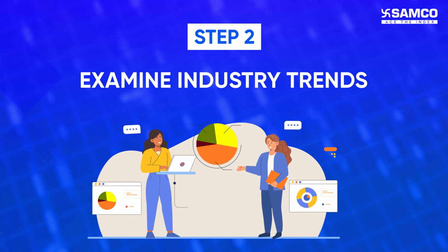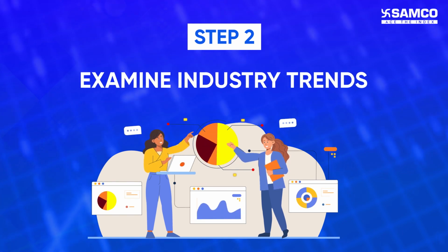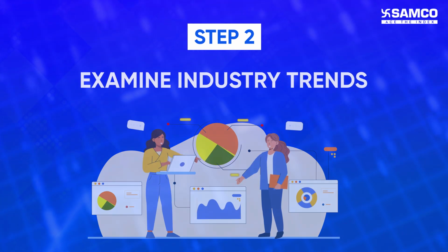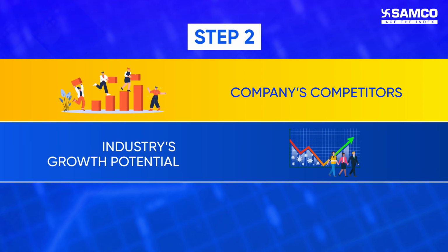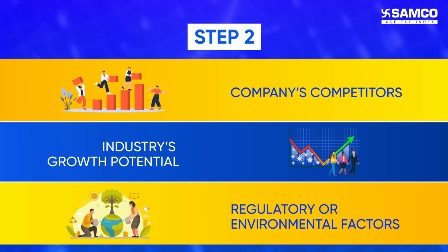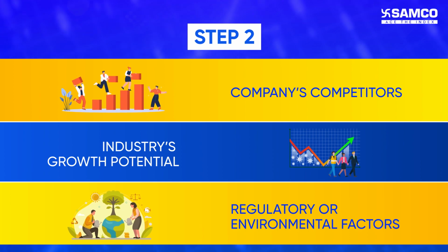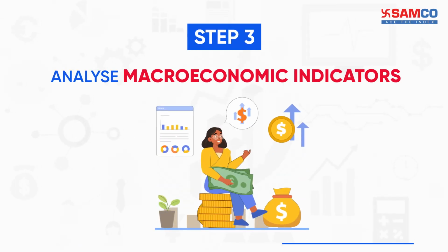Step 2. Examine industry trends. The next step is to examine industry trends. This includes analyzing the company's competitors, the industry's growth potential, and any regulatory or environmental factors that may affect the industry.